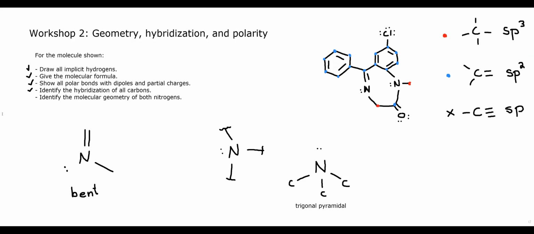So there's the geometry for the nitrogens, hybridization, polar bonds with dipoles, implicit hydrogens, molecular formula. So this was a great question, sort of summarizing most of the work we've done up to this point. Okay, let's answer a few questions regarding polarity and wrap up workshop 2.